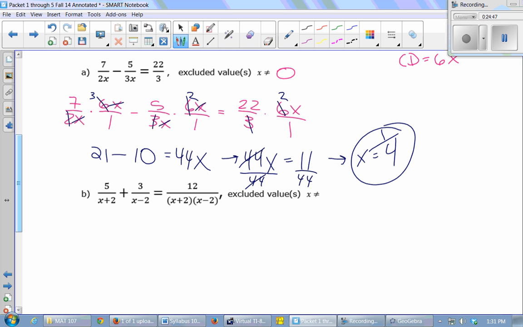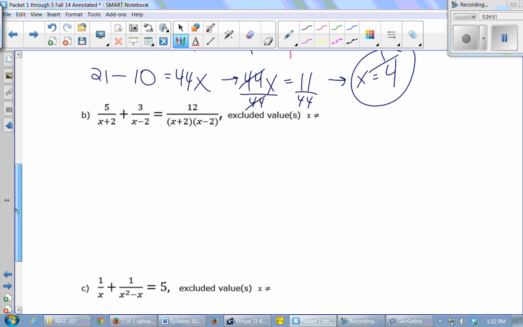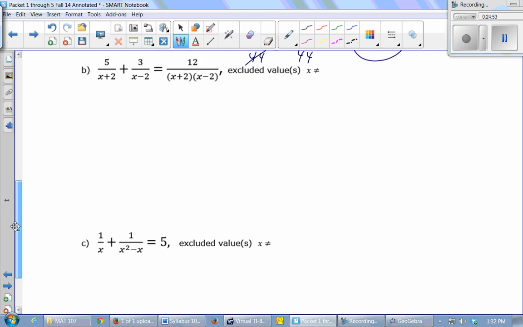All right, let's do one more together, and then I'll have some that you can try. All right, I have 5 over x plus 2, plus 3 over x minus 2, equals 12 over the product, x plus 2, x minus 2. Before you do anything else, what values of x should we never plug in to this equation? 2 and negative 2. Either one would make a denominator of 0.